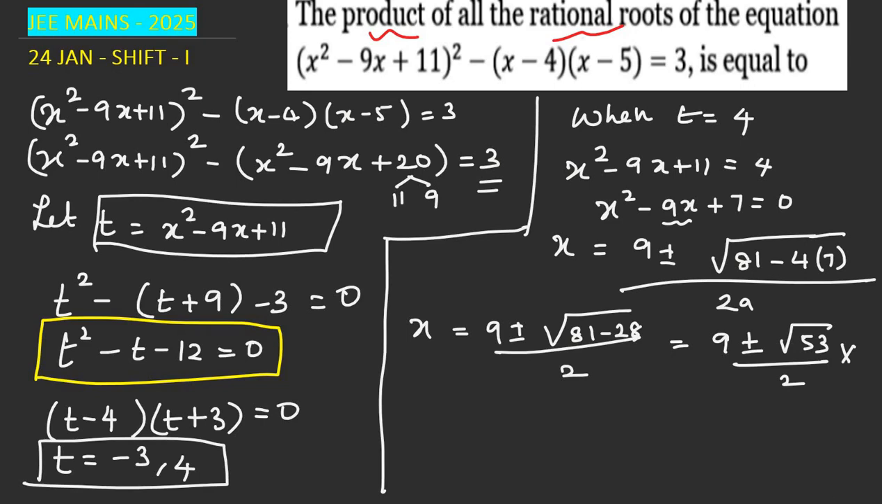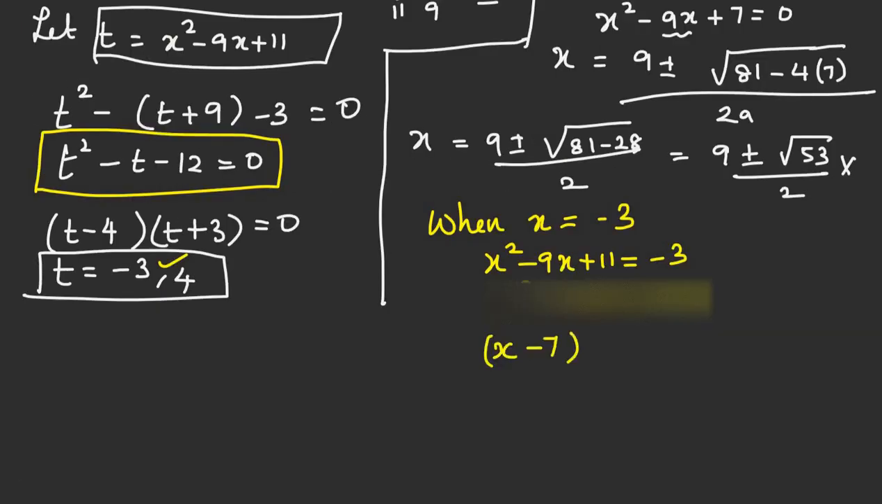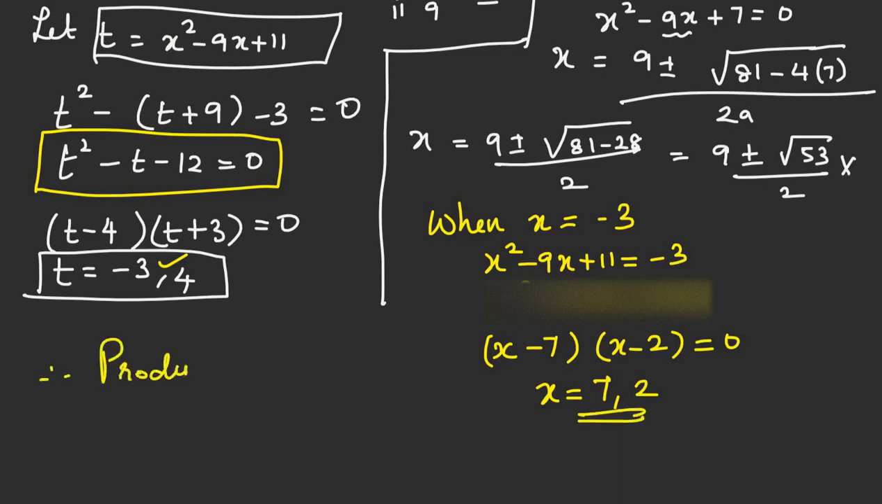Now let us take x for the next value of t, minus 3. Therefore, I get here x square minus 9x plus 11 is equal to minus 3, and therefore the equation becomes (x minus 7) into (x minus 2) is equal to 0, which gives us x is equal to 7 or 2. Now these are the roots of the given equation. Our question is to find the product of the roots. Therefore, the product of the roots will be 7 into 2, which is equal to 14.